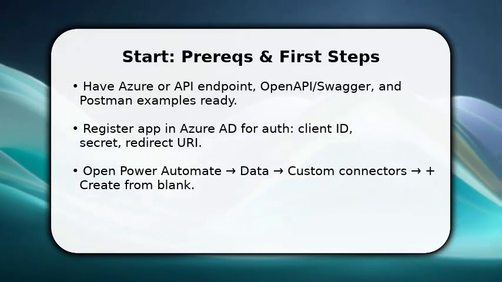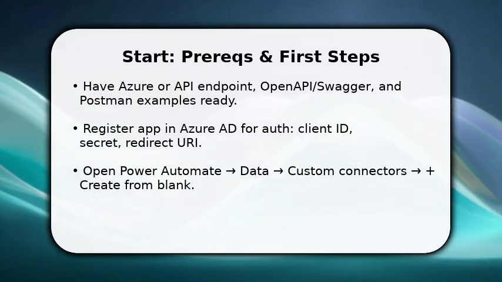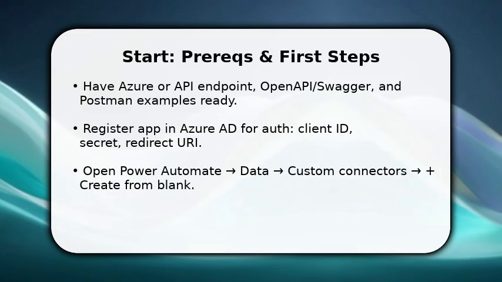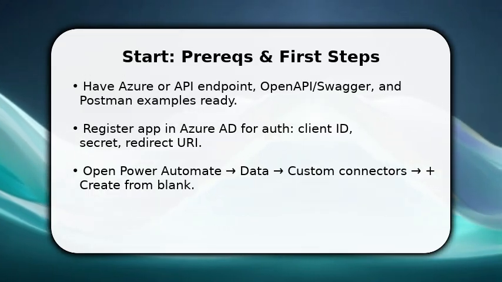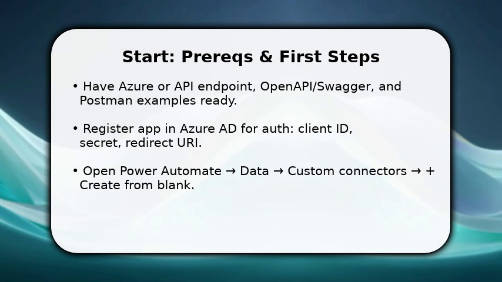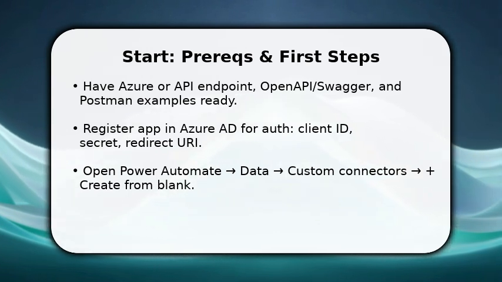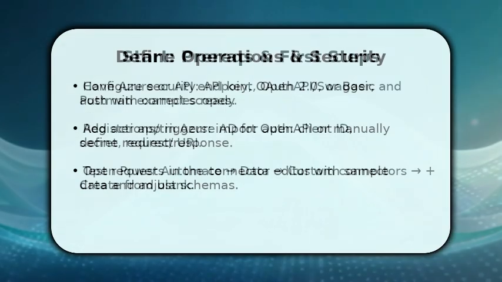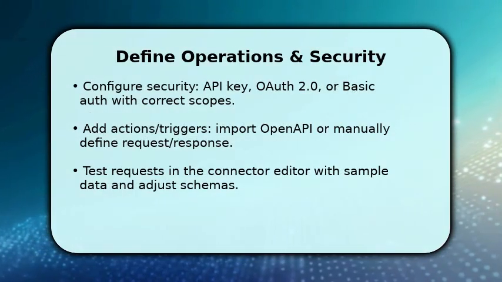Once done, open Power Automate, go to Data, choose Custom Connectors, and create from blank. This gets you straight into the editor so you can define general info, host, and base URL without wasting time on trivial things. Now define how the connector communicates.